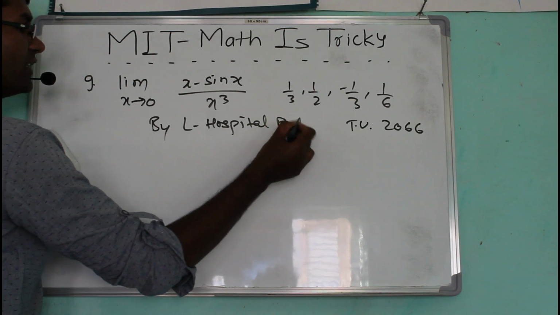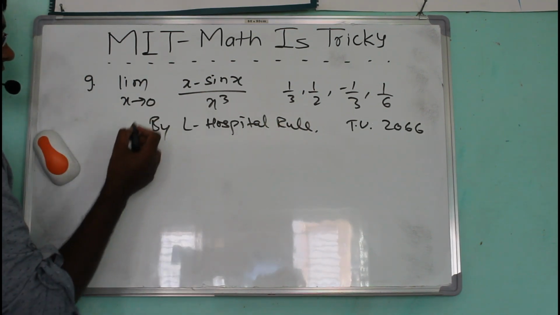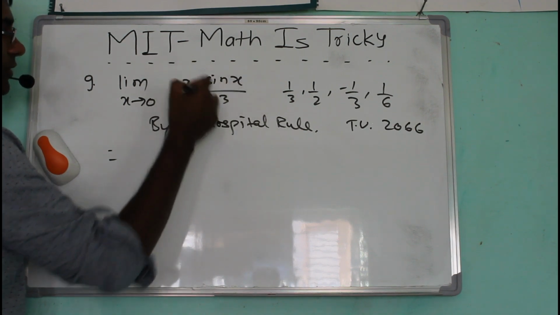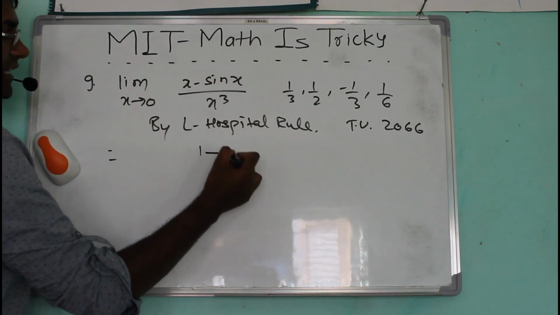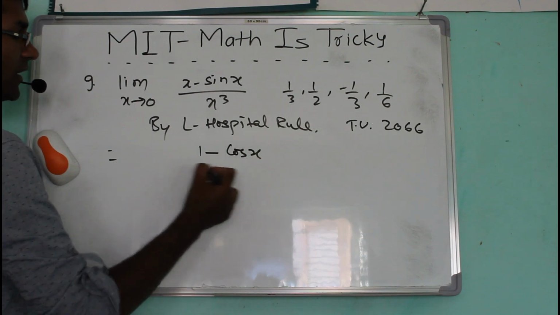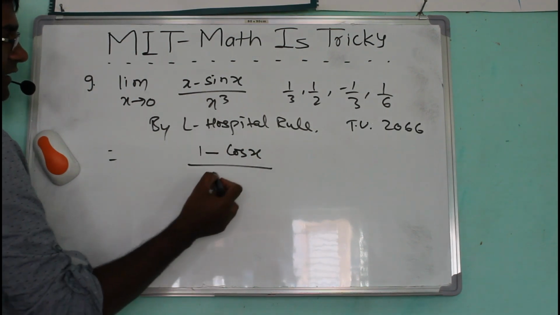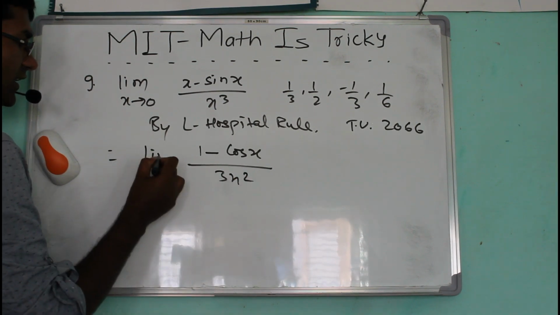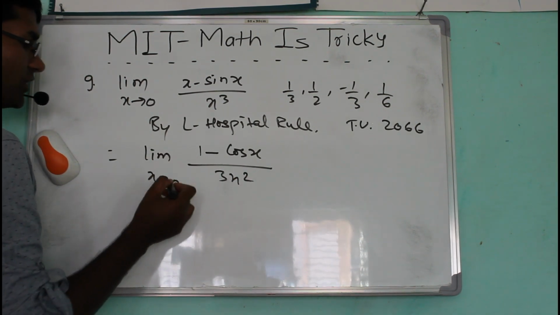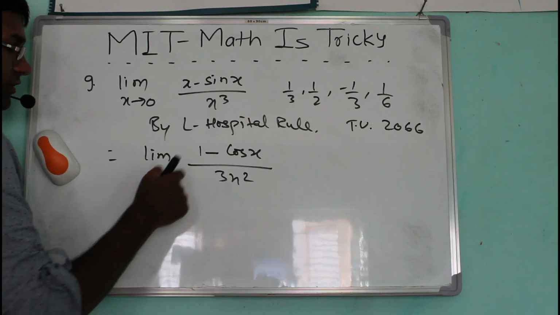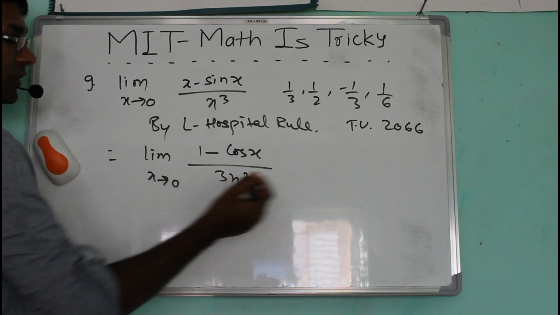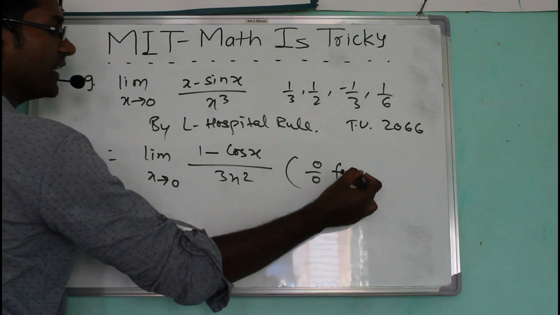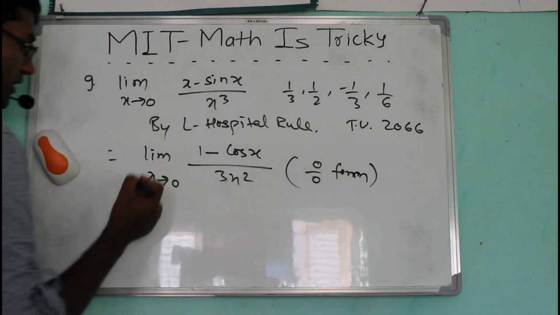You don't have to write this process in the exam, but for understanding only I'm writing it here. L'Hospital's rule means the derivative of the numerator over the derivative of the denominator. So the numerator gives 1 minus cos x, and the derivative of the denominator is 3x square. Again, limit x tends to 0. Check by putting x equals 0, we again get 0 by 0 form. So once again we'll use L'Hospital's rule.